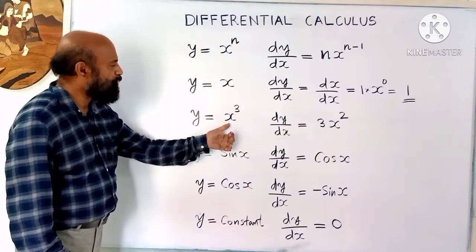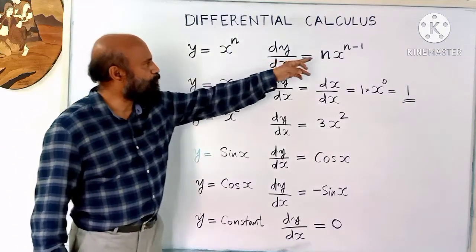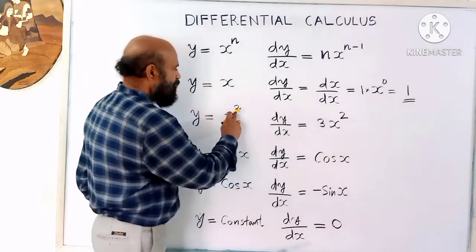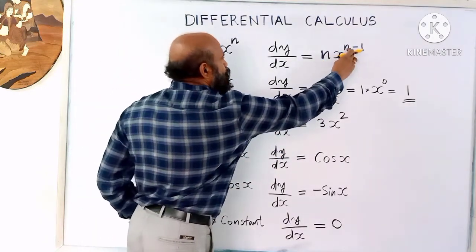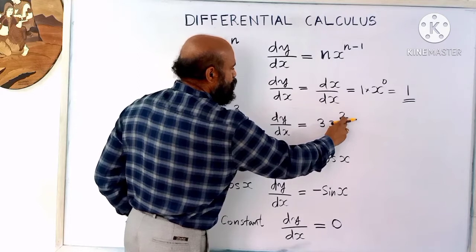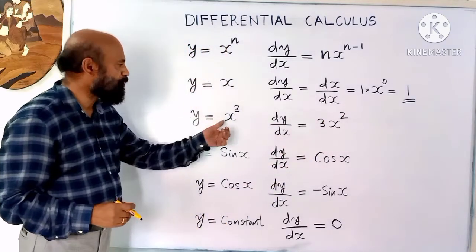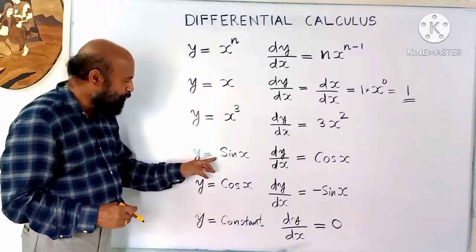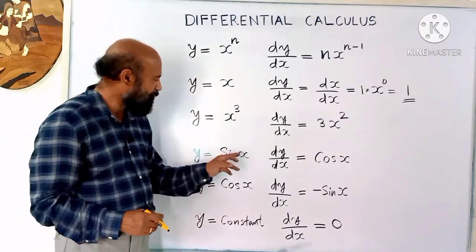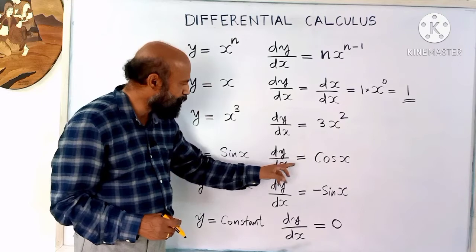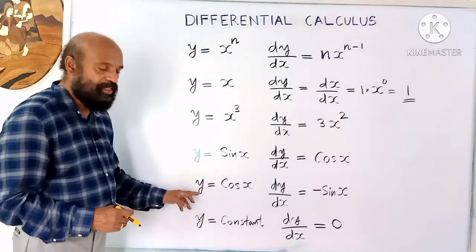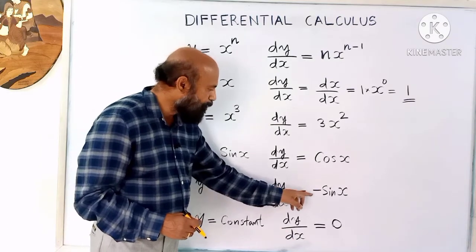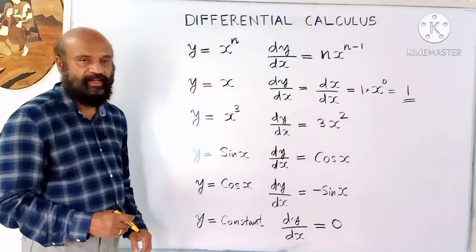Suppose y is equal to x cube. Then as per this formula, the power is to be brought in front, so 3. Then the power is to be reduced by 1, so n minus 1, so it will be 2. So 3x square. The derivative of x cube is 3x square. Now y is equal to sin x. Then the differential coefficient dy by dx is equal to cos x. Y is equal to cos x. Then the differential coefficient dy by dx is minus sin x.